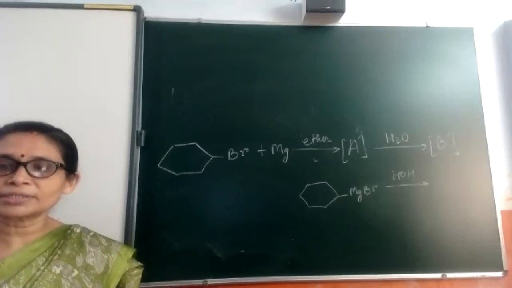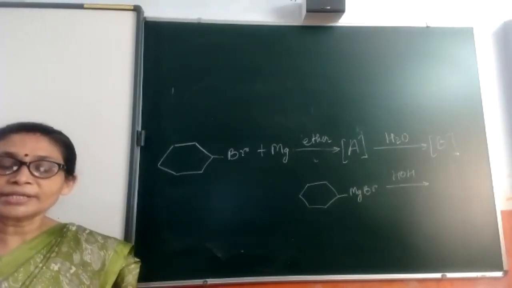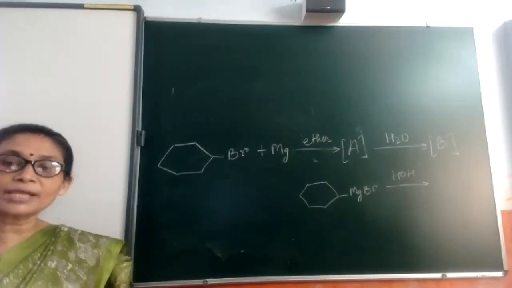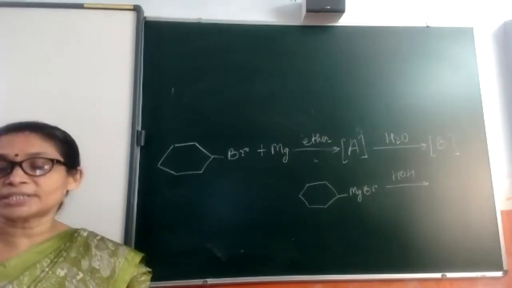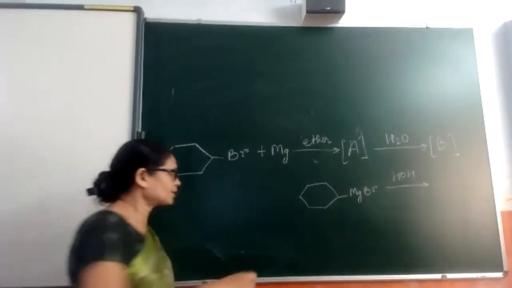Yes, Ayushi, you are correct. Okay, Prachi, your answer is A. Okay, Prachi, it is not phenyl. Prachi, it is not phenyl. It is a cyclohexane ring. So it is cyclohexyl magnesium bromide.